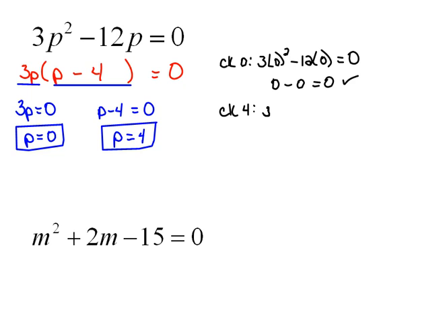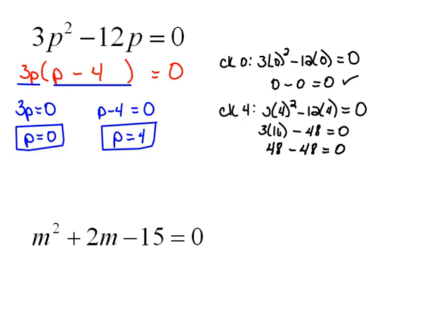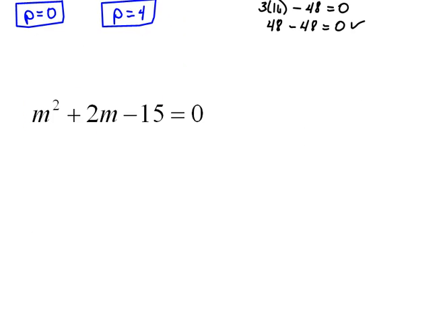And if we check the 4, we would also see that that works. If I did 3 times 4 squared minus 12 times 4, that should equal 0. Well, let's see, 4 squared would be 16, so that means we'd have 3 times 16 minus 12 times 4 would be 48 equals 0. 3 times 16 is 48. So is 48 minus 48 0? Yes, it is. So we can still go back and check these, even though we had to do some factoring first. All right, let's try another one.